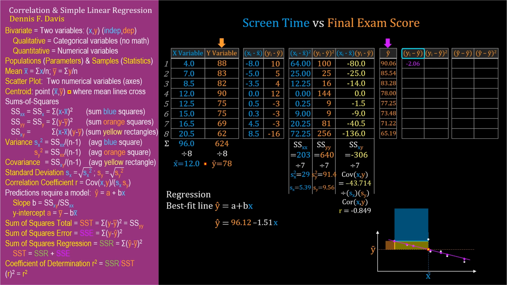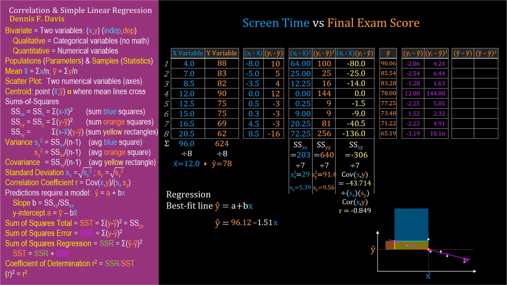And we subtract all the other y hat values from the actual y value to get the variability in our data that the model does not explain. As usual, we square these differences. On the scatter plot, they're the purple squares constructed from the purple lines.